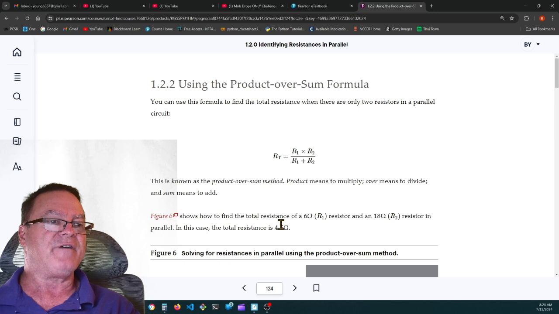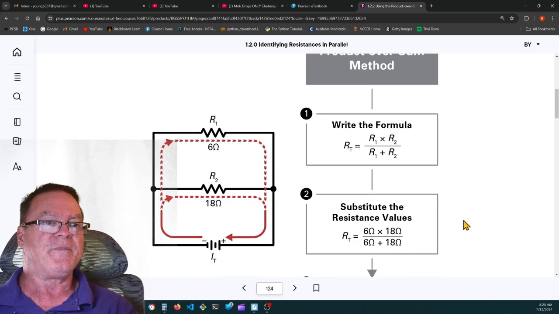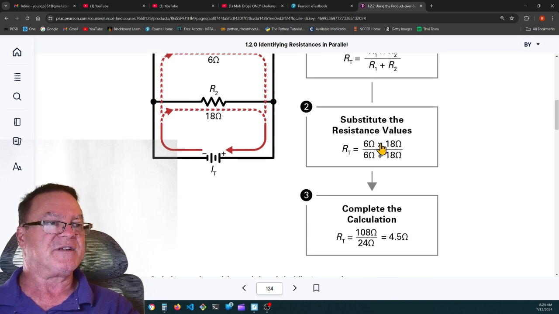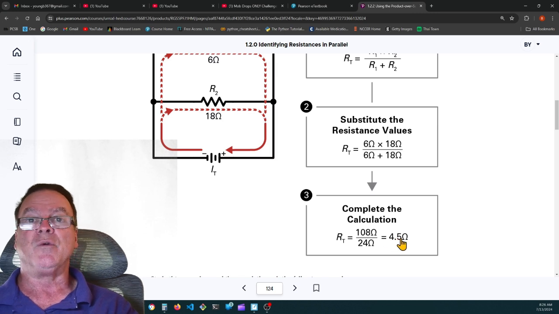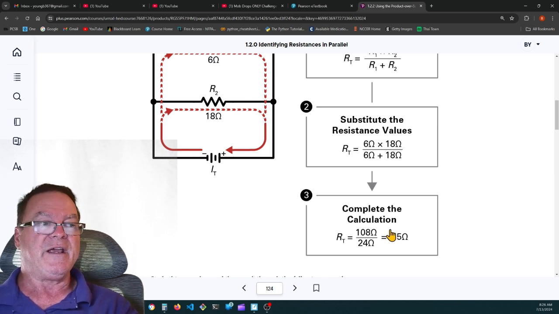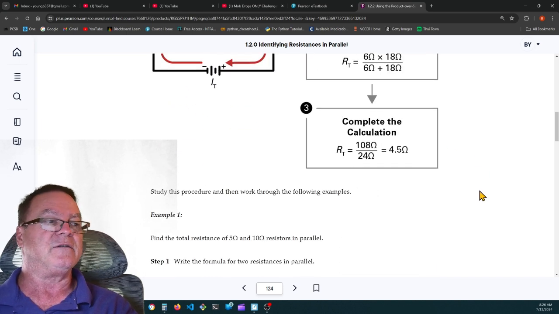Figure 6 shows how to find the total resistance of a 6 ohm resistor and an 18 ohm resistor in parallel. In this case, the total resistance is 4.5 ohms. So we have a 6 ohm and an 18 ohm. They multiplied 6 times 18, and they got 108. They divided it by 6 plus 18, which is 24. So their total is 4.5 ohms. And again, the total resistance is less than the least resistor in parallel.